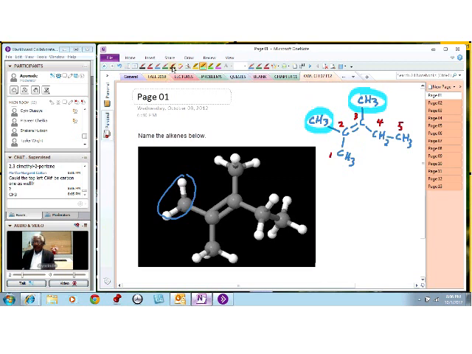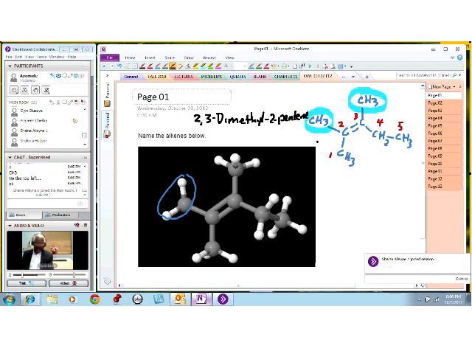Okay, so the name therefore is 2,3-dimethyl, and then you indicate the position of the double bond, 2-pentene. Okay, so that is the name of this molecule. I believe everybody is okay with that. Okay, let us go to the next one.